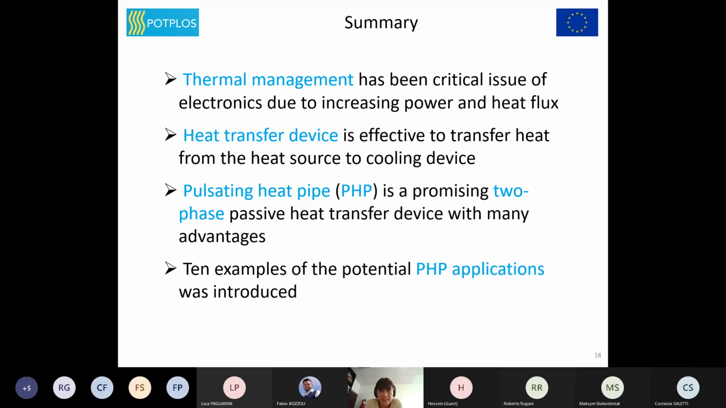So this is the summary of this presentation. Thermal management has been a critical issue for electronics due to increasing power and heat flux. A heat transfer device is effective to transfer heat from the heat source to the cooling device. Pulsating heat pipe, or PHP, or oscillating heat pipe, OHP, is a promising two-phase passive heat transfer device with many advantages. Ten examples of the potential PHP applications were introduced in this presentation.